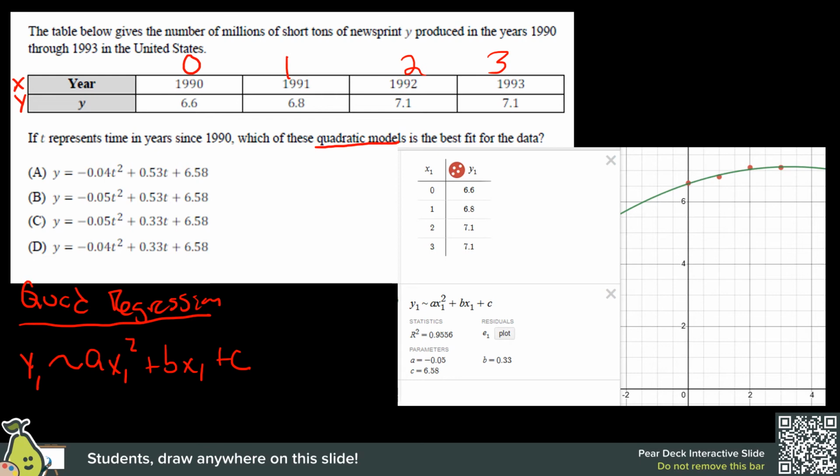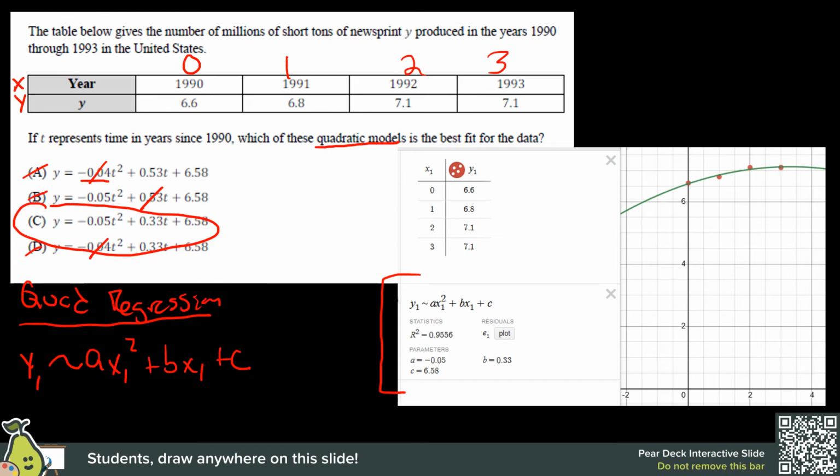We put these into the data table, and we see it graphs it, and it gives us our parameters. So we get that a is negative 0.05, so we can immediately cross out here and here. Our b value is 0.33, so we know that this one is wrong. So this is wrong, this is wrong, this is wrong. And then just to make sure that c is correct, we have 6.58. Perfect. This is our answer. Our a's, b's, and c's all match up.